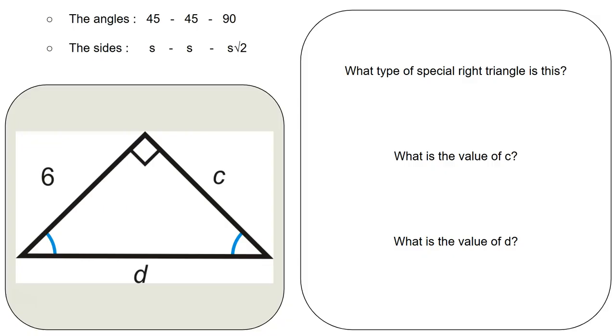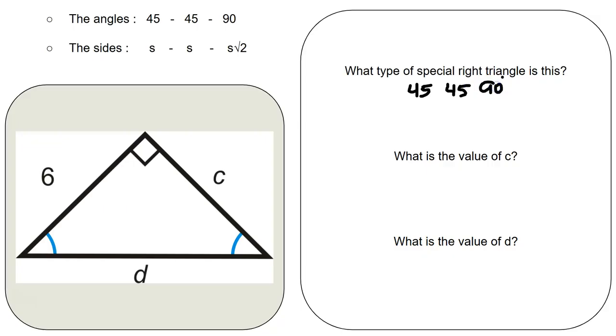This type of triangle is a special right triangle called a 45-45-90 degree triangle. Notice it has a 90-degree angle here with two congruent angles. All three angles add up to 180 degrees. 180 minus 90 is 90, so 90 divided by 2 is 45. That's why we call this a special right triangle, 45-45-90.